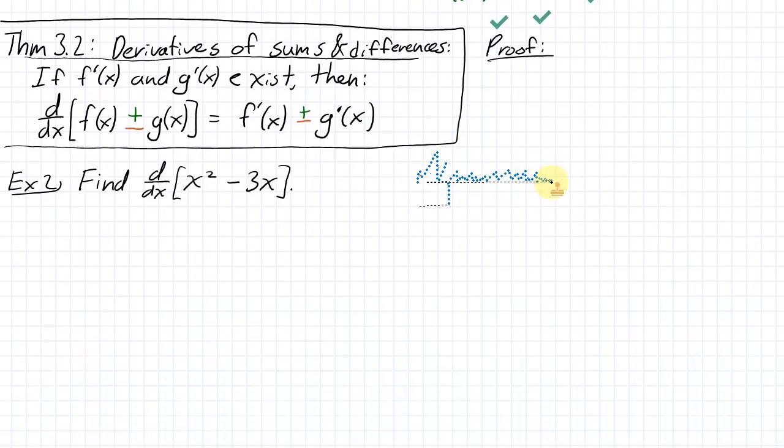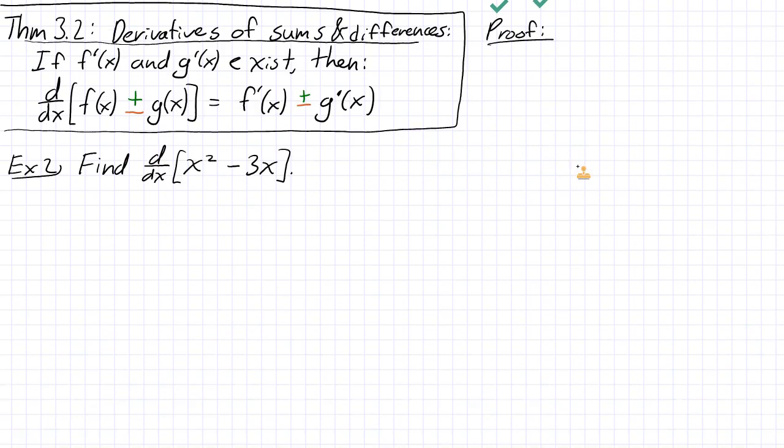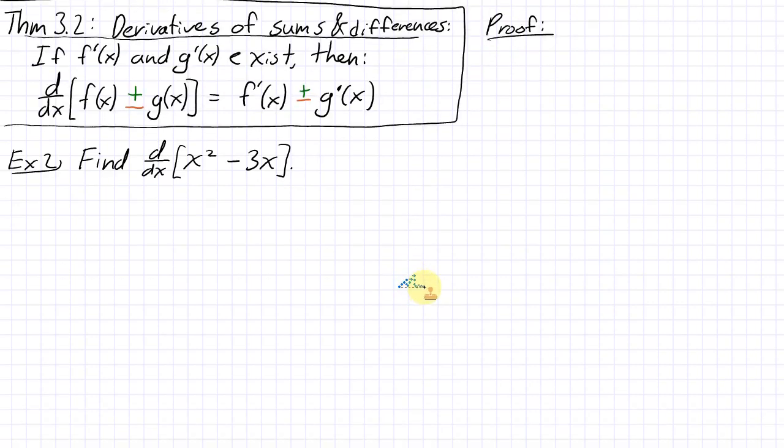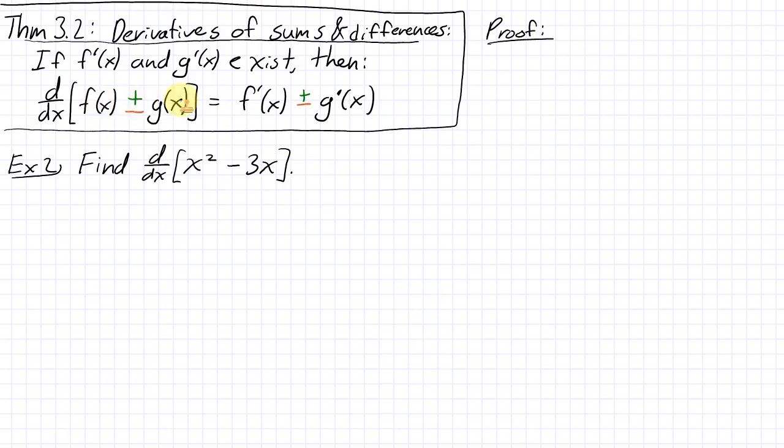Anyways, let's look at one more theorem we're going to need. This one says that if f prime of x and g prime of x both exist, then the derivative of the sum of those functions, f of x plus g of x, is equal to the derivative of one plus the derivative of the other, and it also works for subtraction. Assuming both of these derivatives exist, the derivative of f of x minus g of x is equal to f prime of x minus g prime of x. So let's just do an example of that.